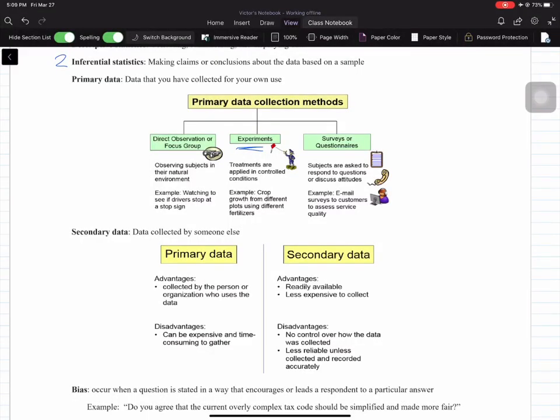Next, we have primary data and secondary data. Primary data are the data that we collect ourselves. The examples I give you are focus group, experiment, survey, and questionnaires. So, data that we collect ourselves. Secondary data are when the data are collected by someone else. So when we go online to Google and search up data, these data are collected by someone else. So these are secondary data. And there are advantages and disadvantages for each of them.